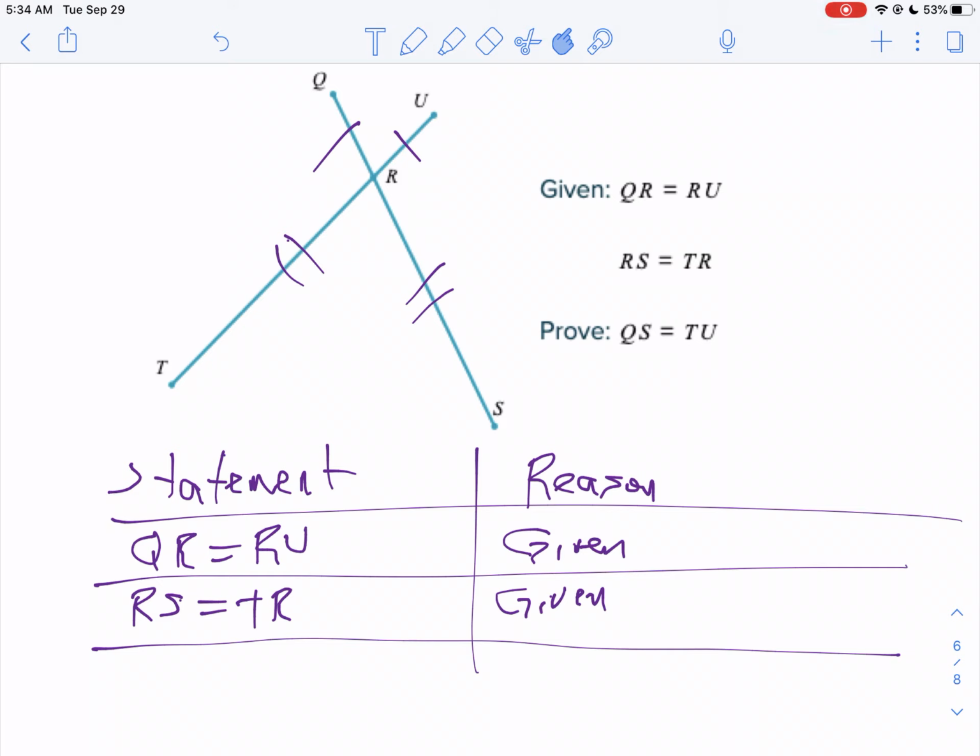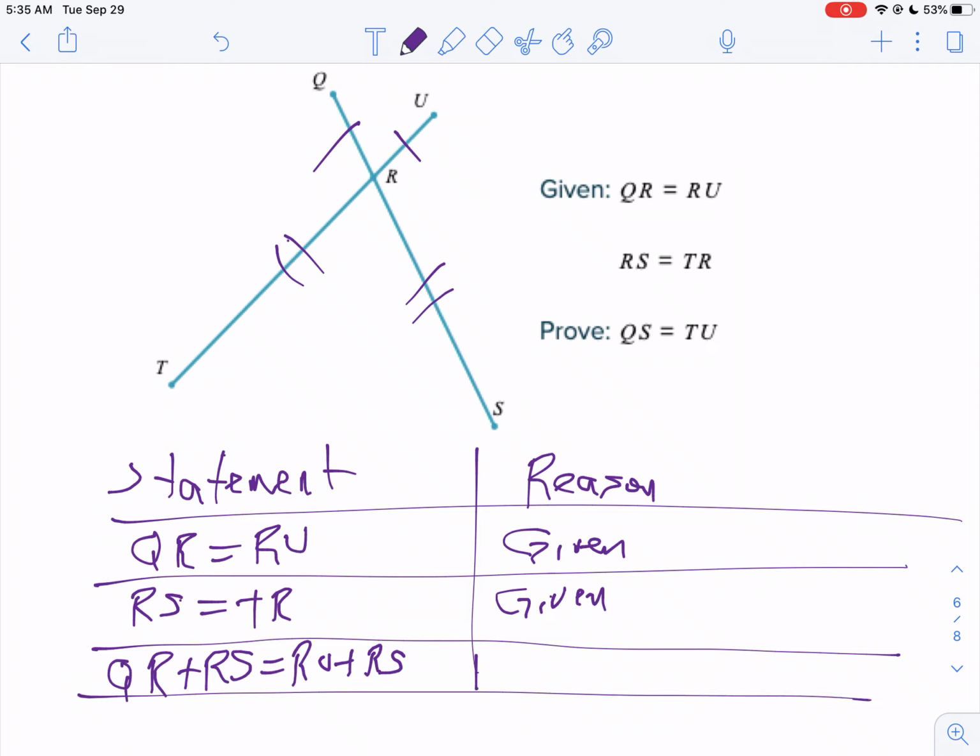So what I'm going to do is I'm going to start with QR equals RU. Let's add on RS. So I'm going to say QR plus RS equals RU plus RS. By the way, there's more than one way to do this proof. This is the way I'm choosing to do it. Why? That's addition and subtraction properties. We're adding the same thing to both sides.